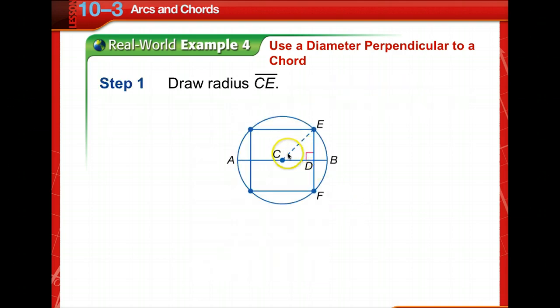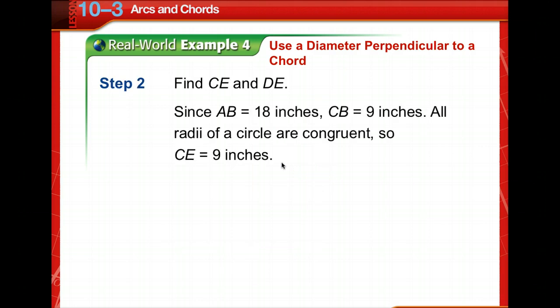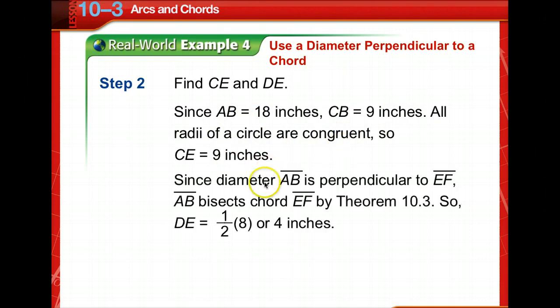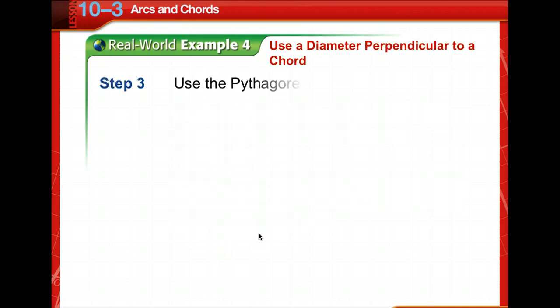So we're going to draw a radius CE. We know that this forms a right angle because every radius on a circle has the same measure. So AB is 18 and CB is 9, so all the radii of a circle are congruent, so CE is also equal to 9 inches. Since diameter AB is perpendicular to EF, AB bisects chord EF by theorem 10.3. So we know that DE is 1/2 of 8, or 4 inches.